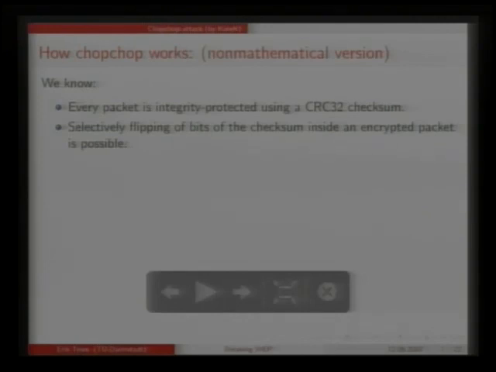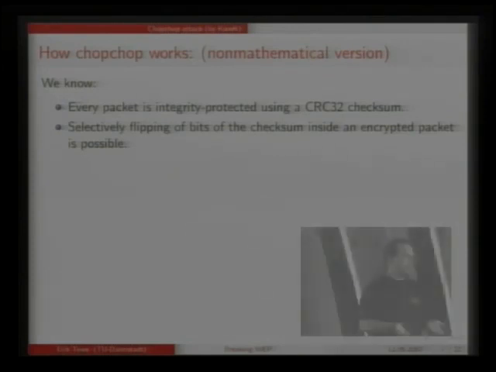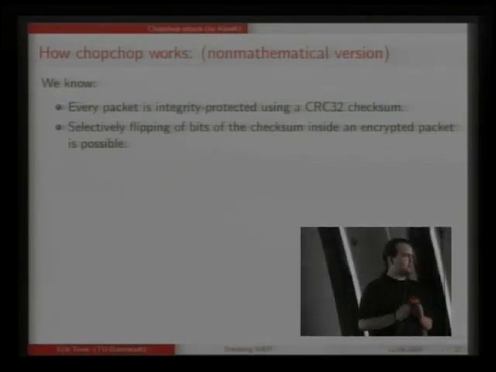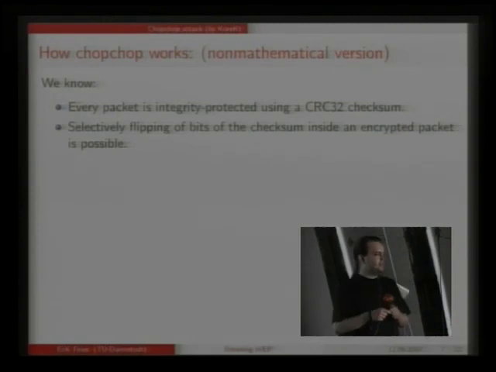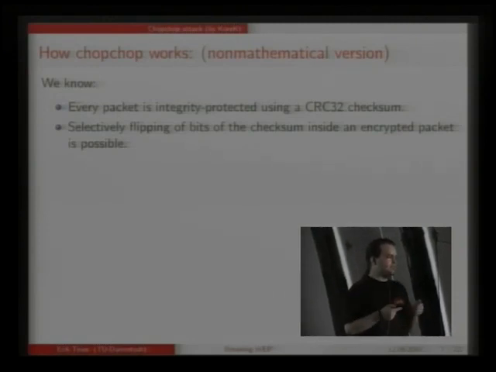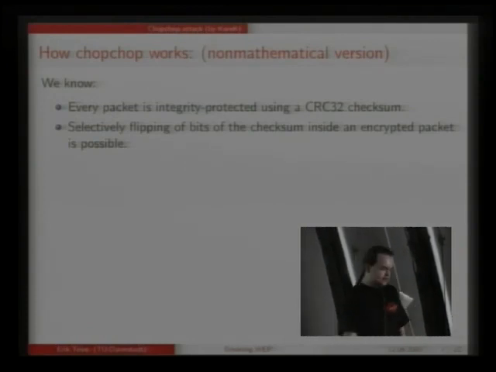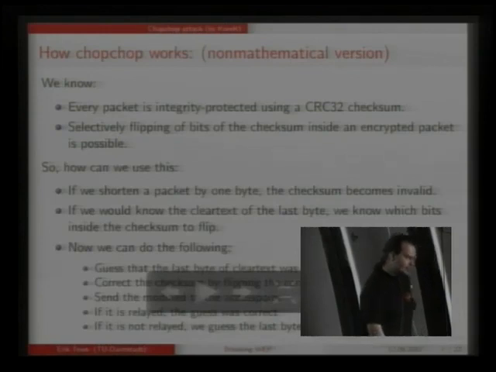Every packet in a network has a checksum. And if you shorten a packet by 1 byte, it becomes most likely invalid because you have chopped off the last byte of the packet. What you now can do is, if you know the clear text value of the last byte, you would know how to correct the checksum in the encrypted packet to make it valid again. And so this can be used for an attack.